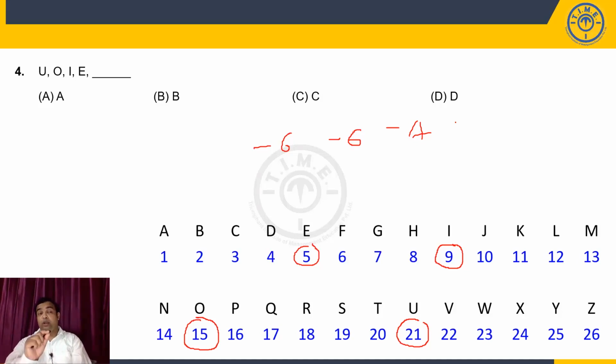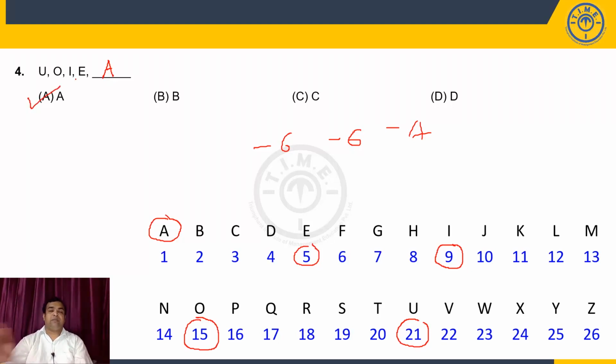Now, can you look at those letters? Those are very specific letters. U, O, I, E, all are vowels in a reverse order. Which are your vowels? A, E, I, O, U. These are the vowels. Now they are writing the vowels in a reverse order. U, O. Next vowel is I. Next vowel is E. After E, next vowel is going to be A. So here, this is just a series of vowels. Your answer is option A.